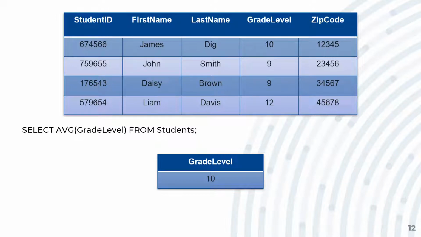Here we are finding the average of all the grade levels from the students table, which turns out to be 10. Here we are finding the sum of the grade levels from the students table, which turns out to be 40.